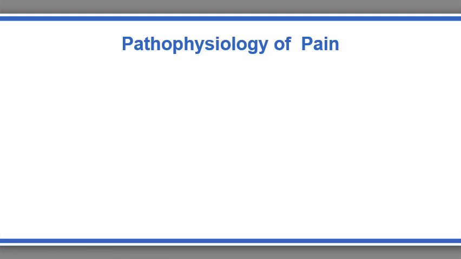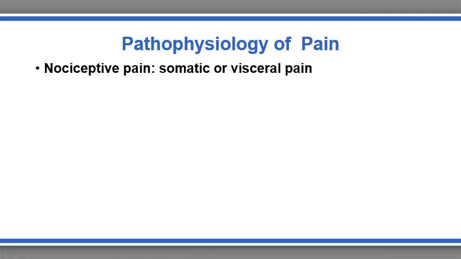For the purpose of this class, we'll be looking at 3 classes of pain. The first of the 3 is nociceptive pain, and that can be either somatic or visceral pain. Somatic is structural pain, and visceral pain looks at the abdominal organs within the body, whereas somatic focuses a little more on musculoskeletal.